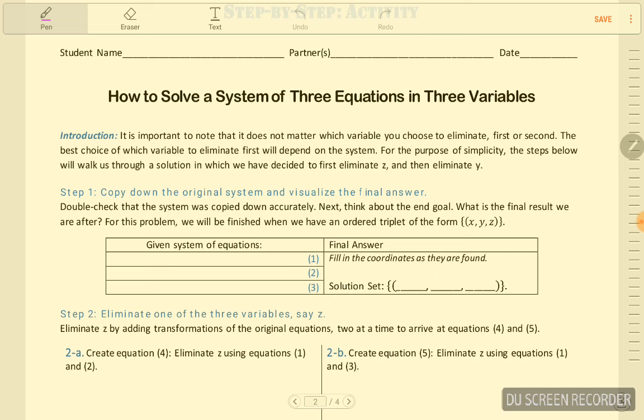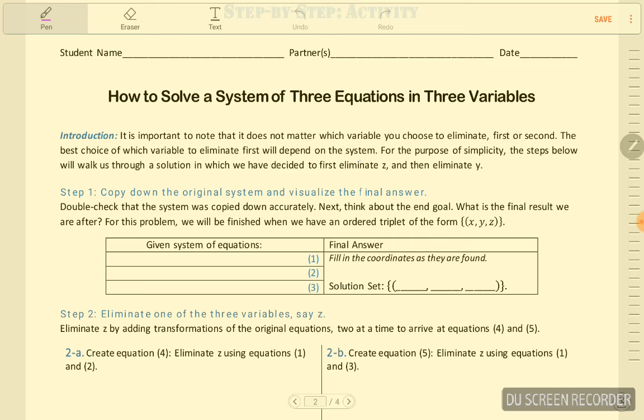To solve a system of 3 equations in 3 variables. All right, so the first thing I need to do is write out the equation, right? So it says, first thing, it is important to note that it does not matter which variable you choose to eliminate first or second, or the best choice of which variable to eliminate first. It will depend on the system.